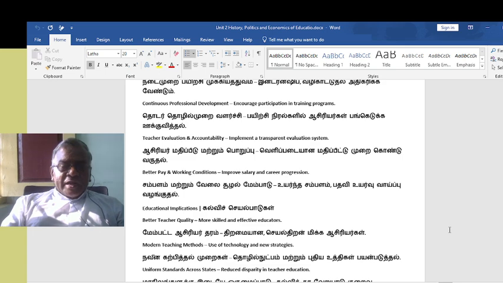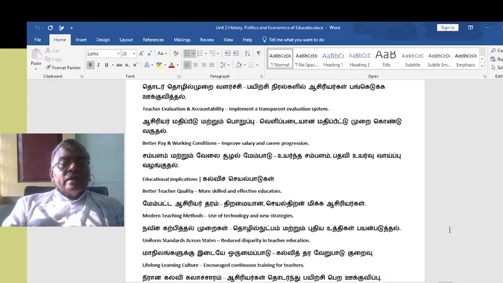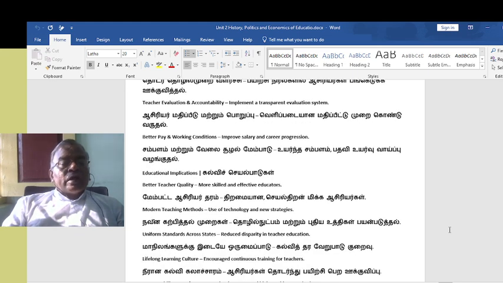Then, the educational implications of this commission. Better teacher quality: more skilled and effective educators were created because of this commission. Modern teaching methods, use of technology and new strategies.